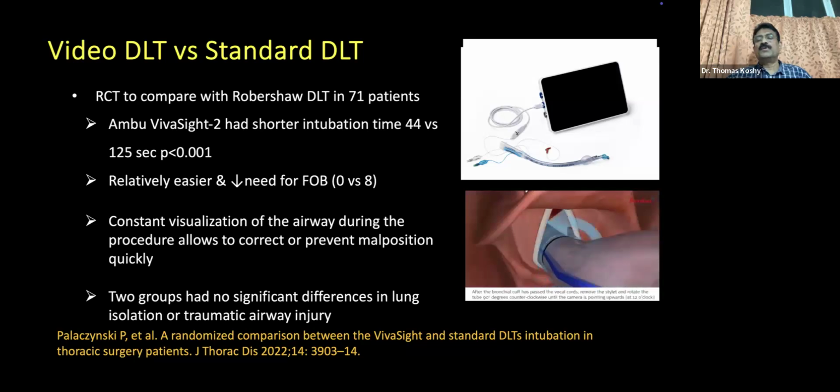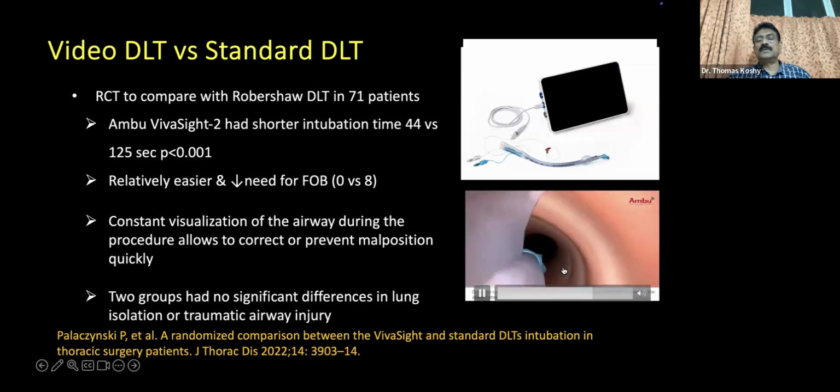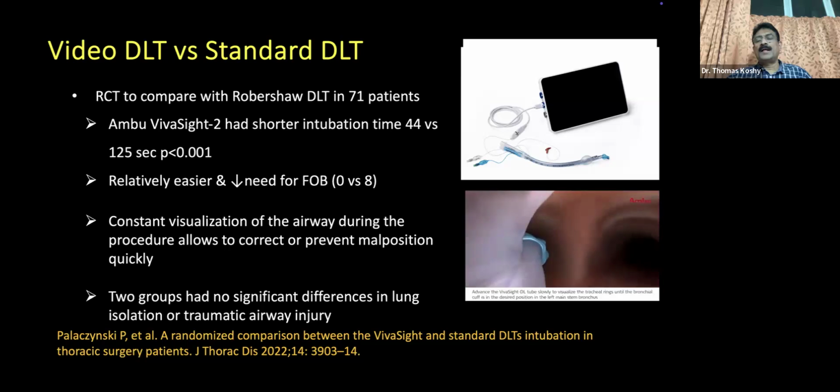There is no need for FOB. So the bronchial cuff goes in, with counterclockwise rotation of 90 degrees for a left-sided double lumen tube. Then I introduce it further, and you can see it on the monitor. And it will reach the carina there. The bronchial cuff is positioned just 5 millimeter to 10 millimeter distance from the carina.